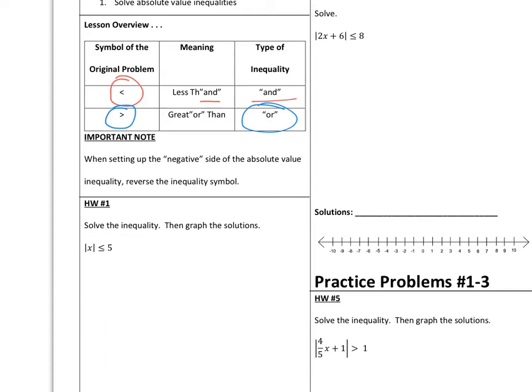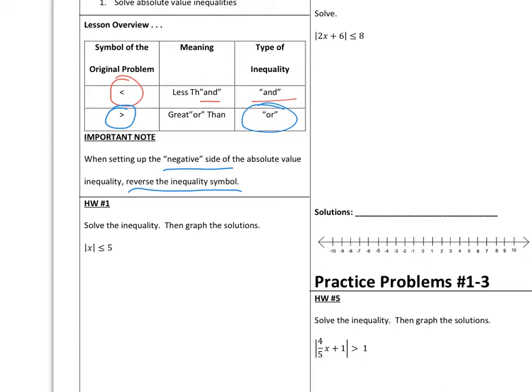Another thing that you have to remember, on absolute value equations that we set up a negative side of the absolute value, and we'll have to do that too on these inequalities. But when you set up the negative side of the absolute value, you'll have to reverse the inequality symbol.